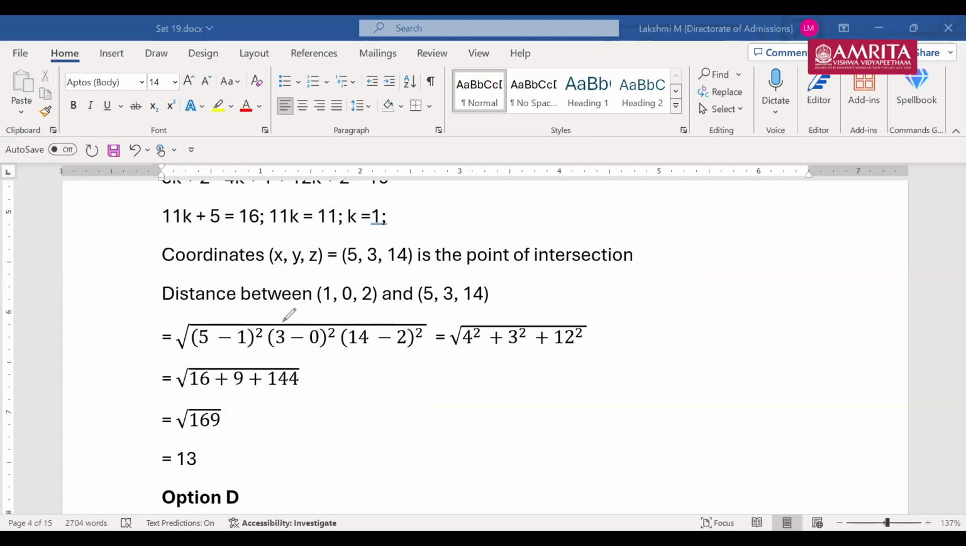I'm so sorry, I forgot the root. So it's 5 minus 1 the whole square, it's 4 square, plus 3 minus 0 the whole square, that is 3 square, plus 14 minus 2 the whole square, which is equal to 12 square. So this is 16 plus 9 plus 144, that is 169, which is equal to 13.